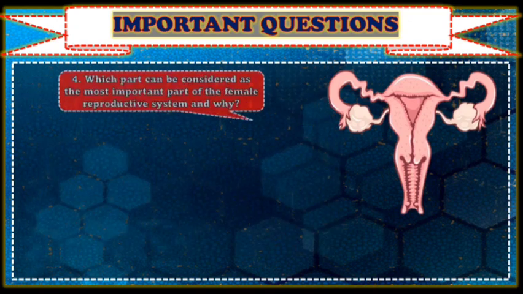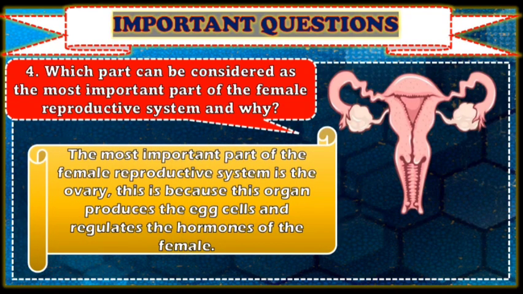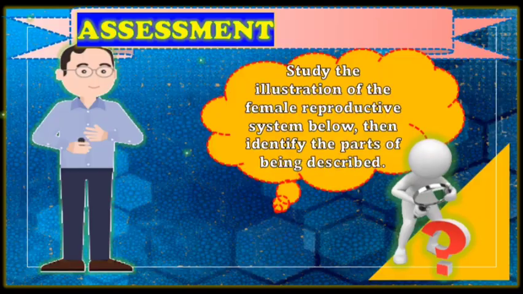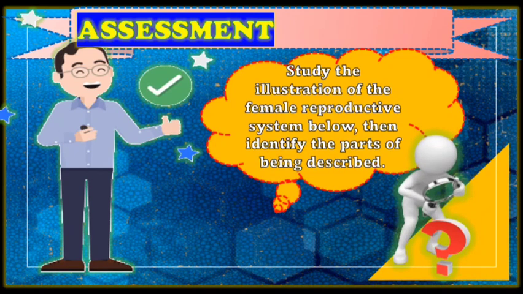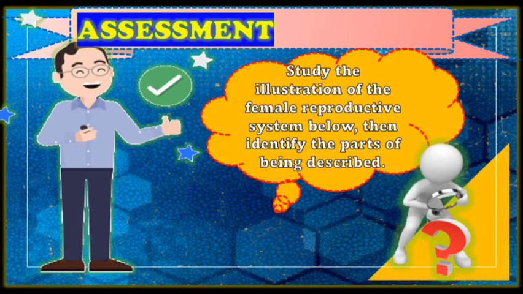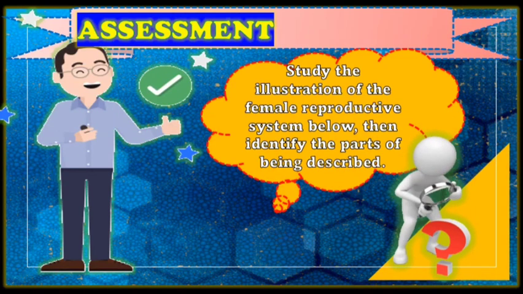Next, number 4 question: which part can be considered as the most important part of the female reproductive system and why? So the most important part of the female reproductive system is the ovary. This is because this organ produces the egg cells and regulates the hormones of the female. So this time, study the illustration of the female reproductive system below, then identify the parts being described. So I know you can now answer the following questions.